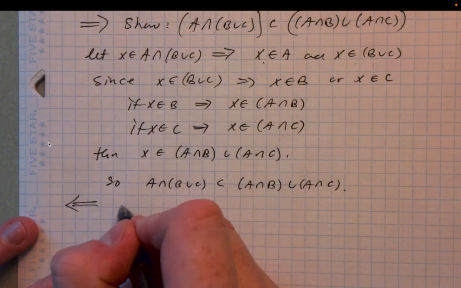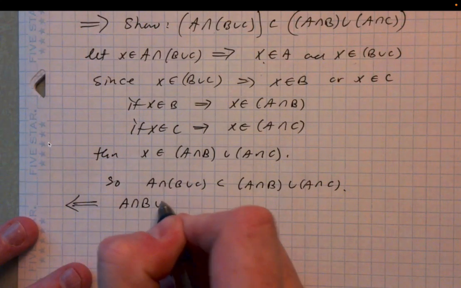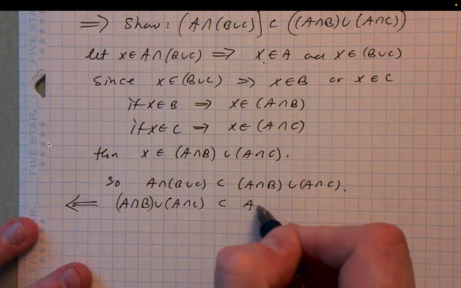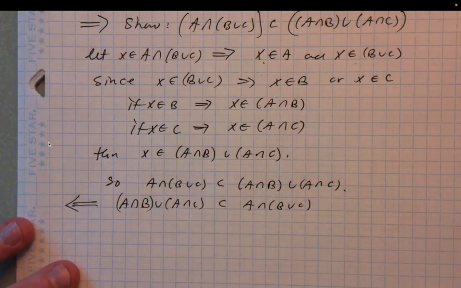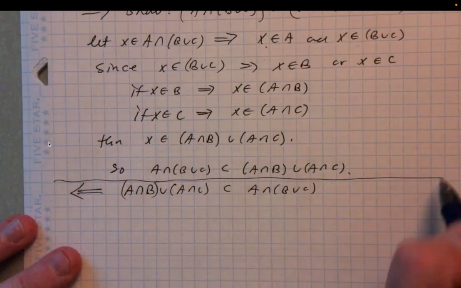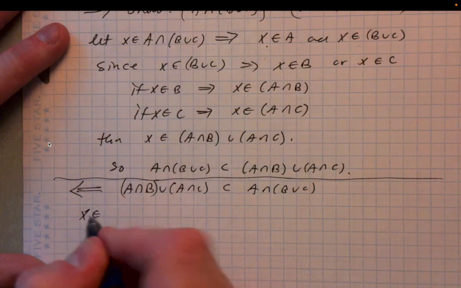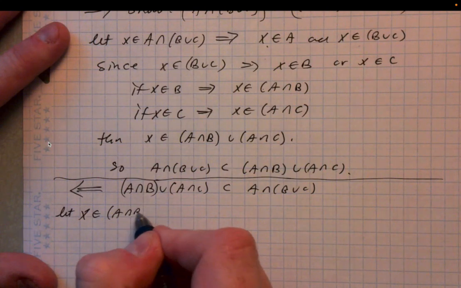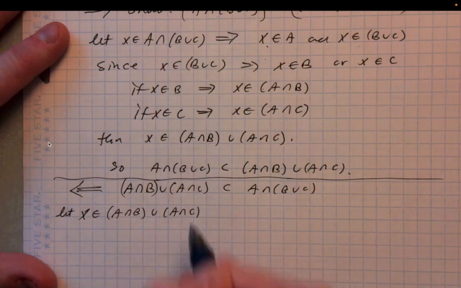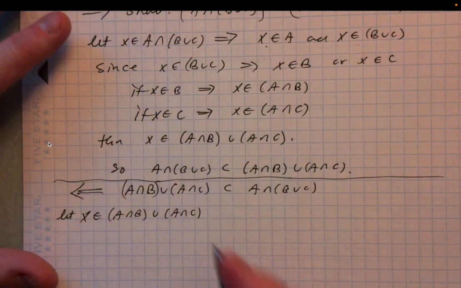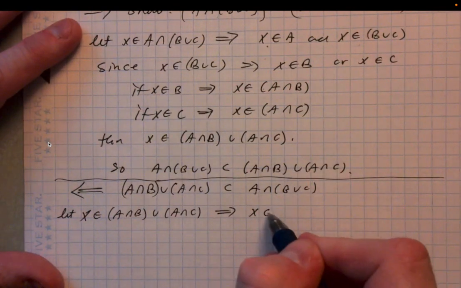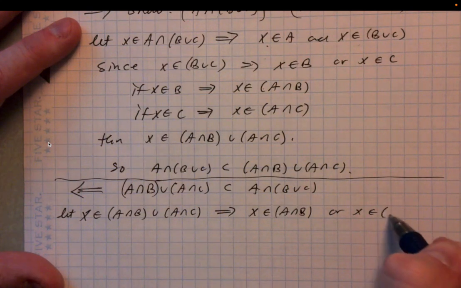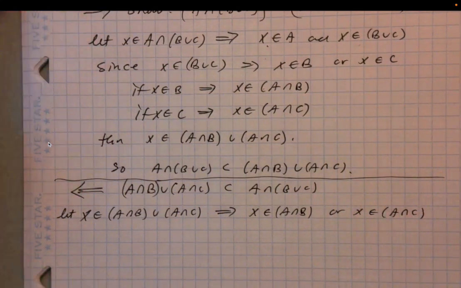So now we need to show that A and B or A and C is a subset of A and B or C. So we need to go the other direction now. Let X be an element of A and B or A and C. Okay, and so the implication then is that X is in A and B, or X is in A and C.